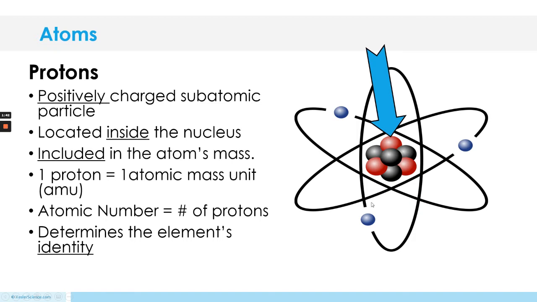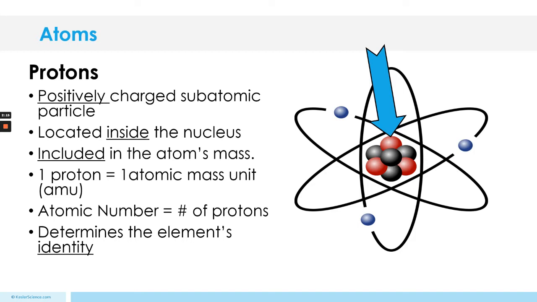And this is really important. This determines the atom's identity. So an atom with one proton is going to be hydrogen. If I have more than one proton, it's no longer hydrogen. If I have two protons, it's now helium. I liken this to your lunch number, right? If you added one to it, it's no longer your lunch number. If you subtracted one, no longer your lunch number.